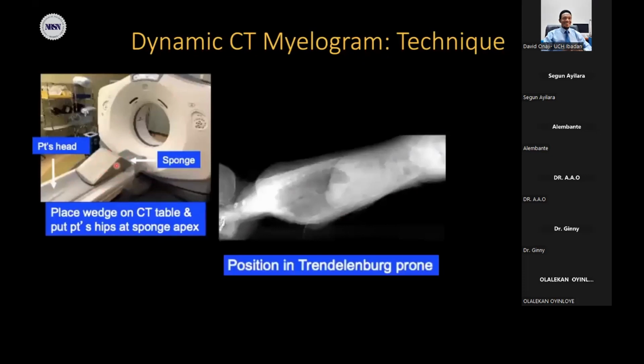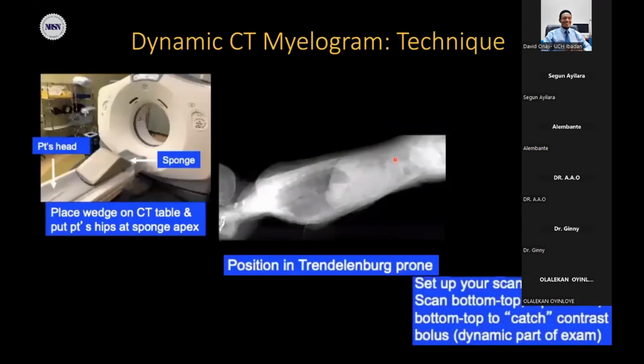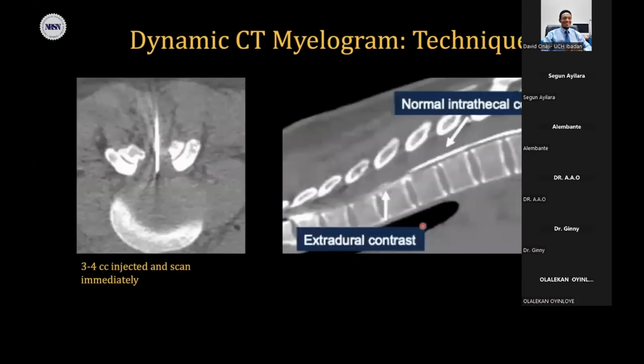You have this wedge shape here, on which the patients will lie down. This is a prone Trendelenburg position. So the access to the back is secured, and you inject. And once you do that, you're going to follow up with imaging of the spine. So this axial image shows the intrathecal placement of the needle, and just a small amount, up to maybe 4 cc of contrast, is injected. You don't want to fill the whole column with contrast, just a small amount.